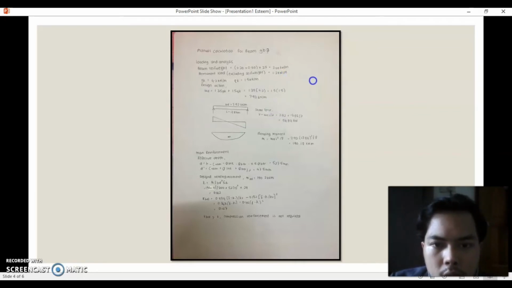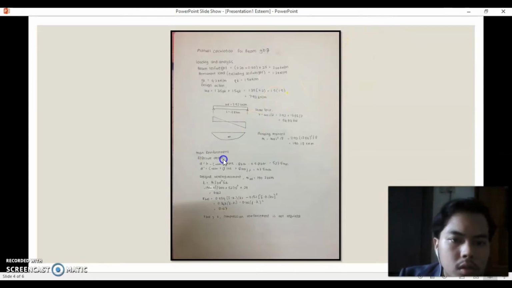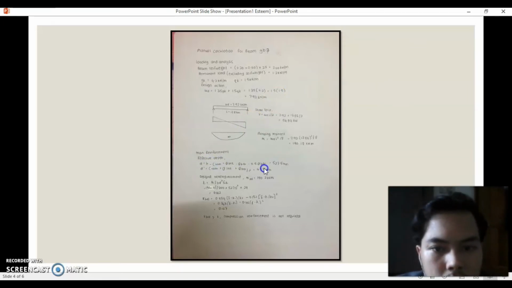So this information, we need to differentiate between the Esteem software. So we proceed to calculate the main reinforcement. The effective depth is 527.5 mm, and we proceed to the design bending moment.